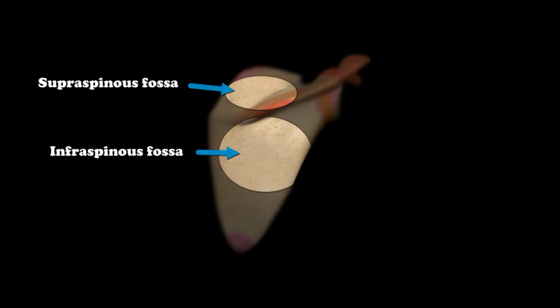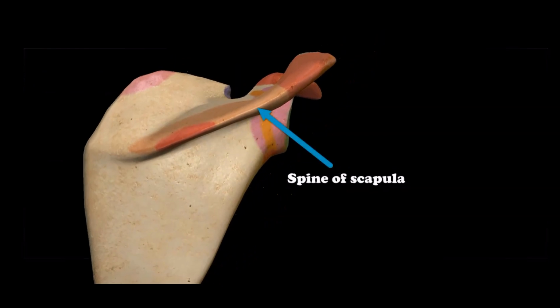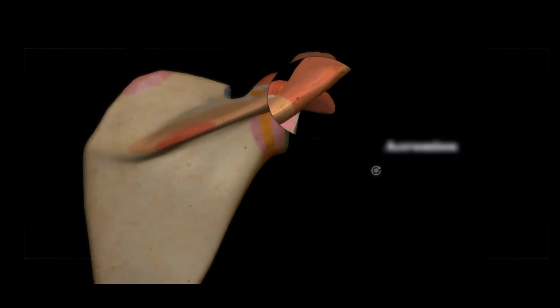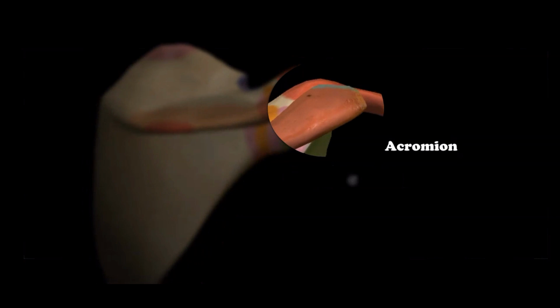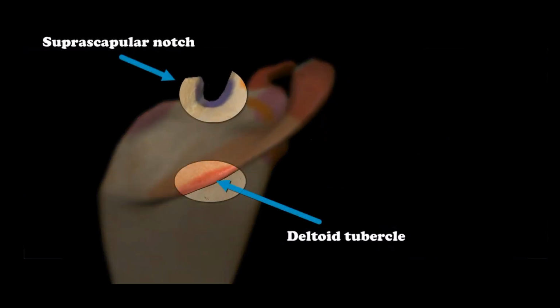Posterior surface contains two fossae, infraspinous fossa and supraspinous fossa. Infraspinous fossa is a bit larger than supraspinous fossa. Both of these fossae are divided by the spine of the scapula. It itself contains acromion at its lateral side and deltoid tubercle at its medial side. There is a notch superior to the spine known as suprascapular notch.